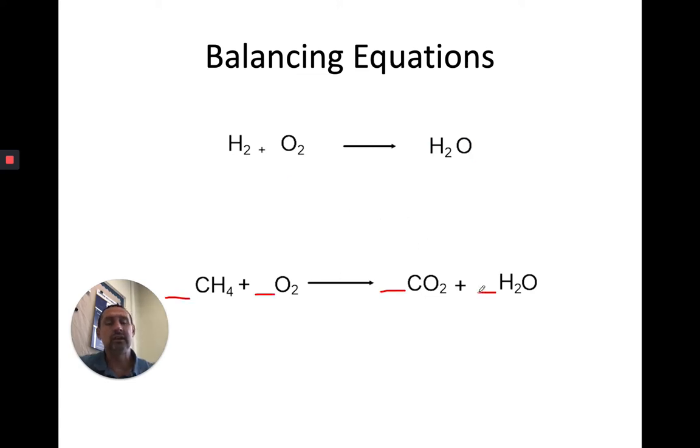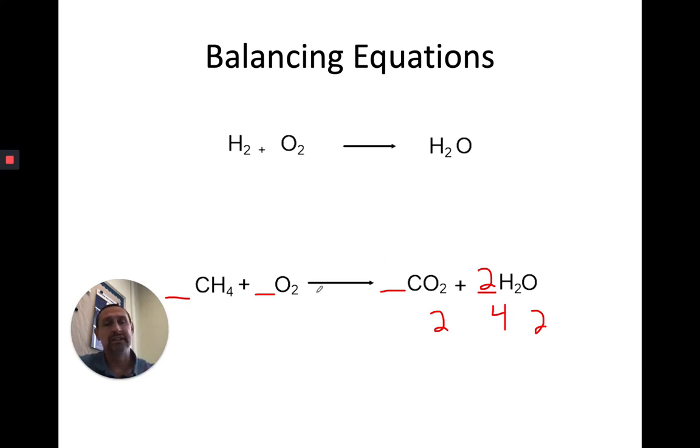So what I'm going to do here is try to balance this equation. I have 4 hydrogens on this side, only 2 on this side. So if I add a 2 here, that will give me 4 hydrogens. But notice that it also gives me 2 oxygens. Well, I have 2 oxygens here also. All right, so that gives me a total of 4 oxygens.